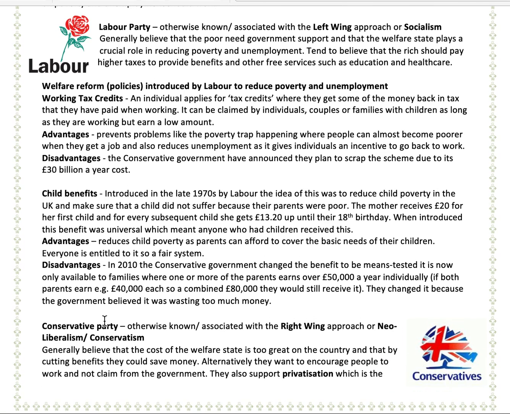Another Labour policy was child benefits. So the mother receives £20 for her first child and £13.20 for each child after that. It reduces child poverty and reduces the barriers of material deprivation, that kind of thing. Initially it was a universal benefit, but then it changed to being means tested, which means that you only get it if neither parent earns over £50,000 per year.